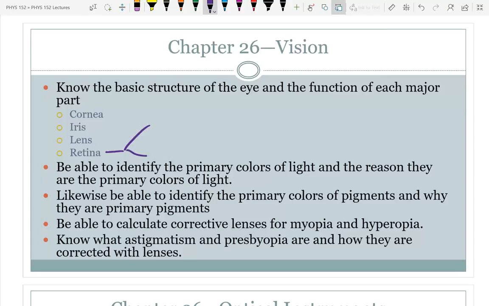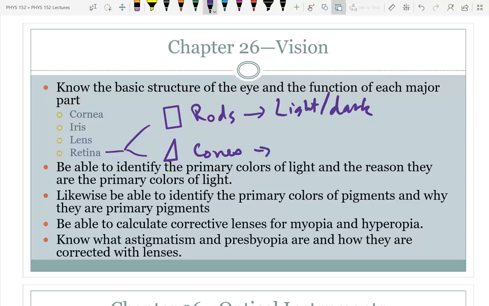contains two types of light sensors, things that are shaped kind of like this and things that are shaped kind of like this. And so we call them, conveniently enough, rods and cones. And rods give us light dark. No color. Cones give us color. We have three different types of cones. One that we call the red cone, one that we call the green cone, and one that we call the blue cone. Hence, our vision is in three colors that we call red, green, and blue.